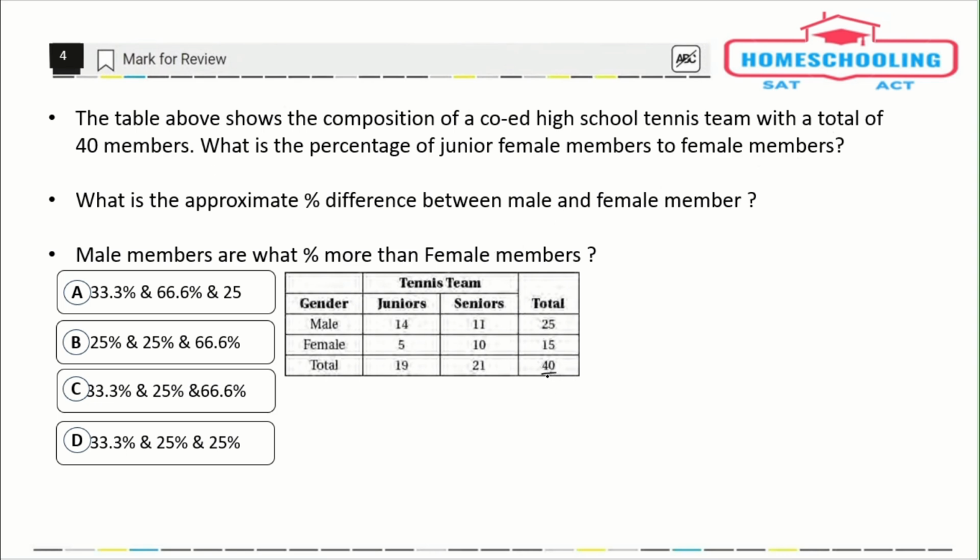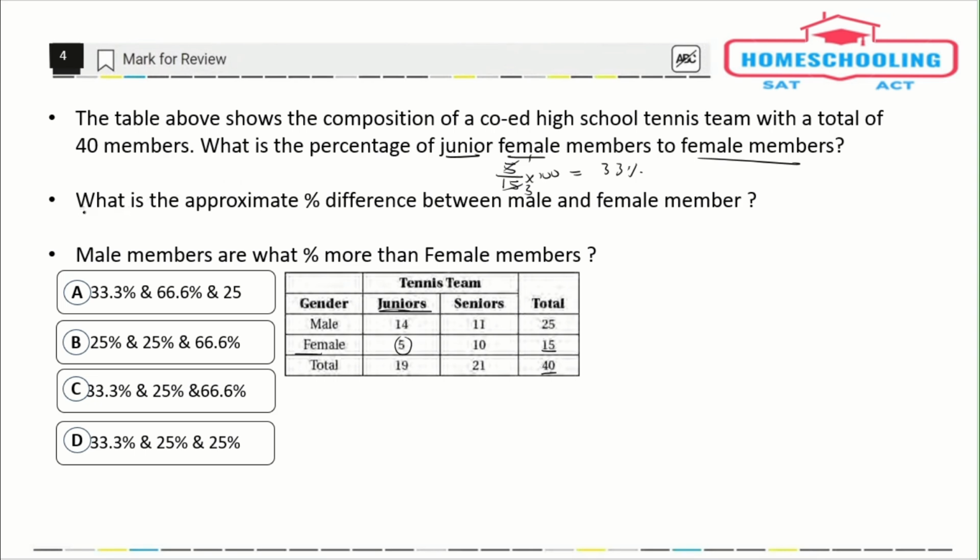So total members are 40. What is the percentage of junior female members to female members? So the keyword is junior and female. So we will intersect it. So 5 is the value. So junior female members are 5 to the female members, and total female members are 15. So 5 divided by 15 into 100. That would be 1 by 3. So that is going to be 33%.